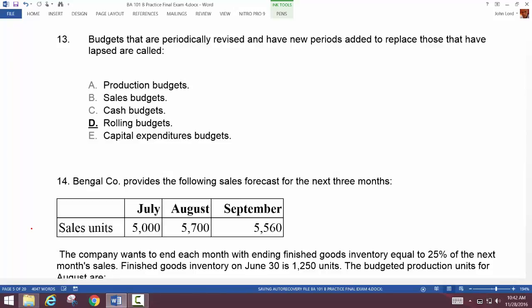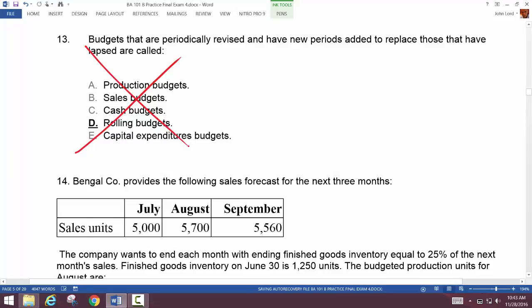Okay, let's go ahead and take a look at this one. I'm not going to put this on, you won't have to worry about it. Budgets that are periodically revised and have new periods added to replace those that have lapsed are called rolling budgets. So every quarter we probably come up with a new budget, and at that point we would roll off the last 3 months that have occurred and add the next 3 months. That's called a rolling budget. Okay, so don't worry about that.